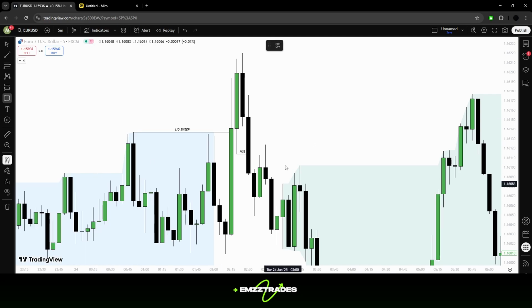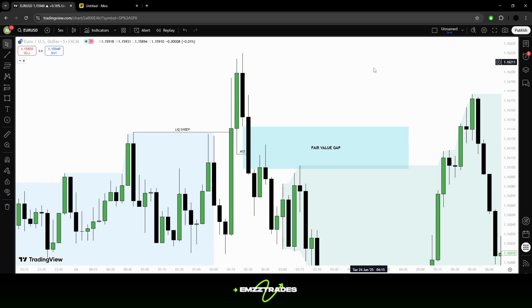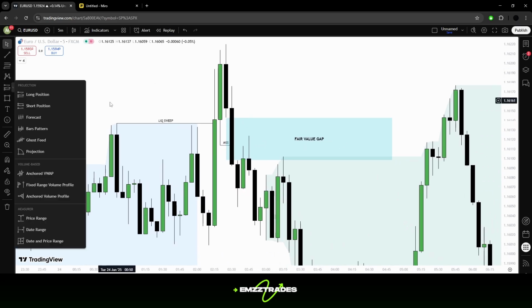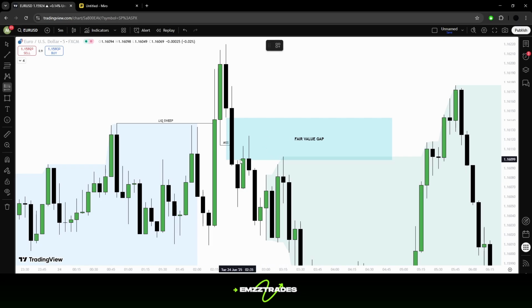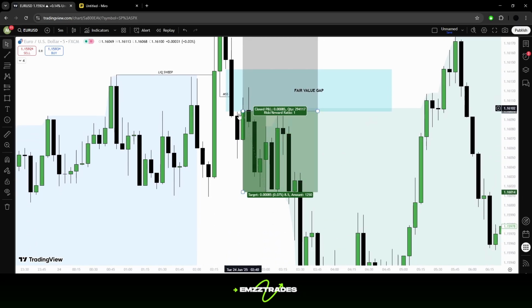So what I'm going to be doing is bringing out my rectangular tool and overlapping it with the MSS right here, just like I did, and then you can drag this along. As soon as you drag this along, you need to annotate it as the fair value gap, just like I did there. And once that's done, all you can do now is short position this right here. You would have short positioned it right there, and then price would have given you this nice little up rise into the area.